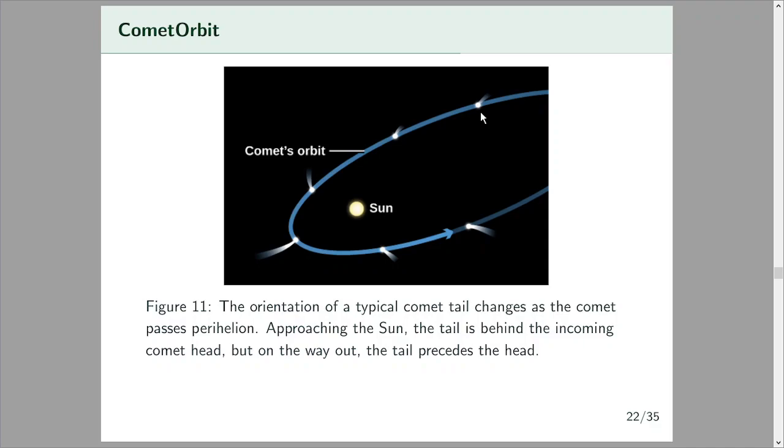This is a typical comet orbit, right? The orientation of a typical comet changes as the comet passes perihelion. And so you can see the tail is always pointing away from the sun. You might think it would be pointing opposite direction the comet's going, but there's no air in space. When you run and your hair blows behind you, that's because you're running through the wind. There's nothing to run through in space. And so the tail can be in front or behind. And it's always just pointing away from the sun, or generally away from the sun.